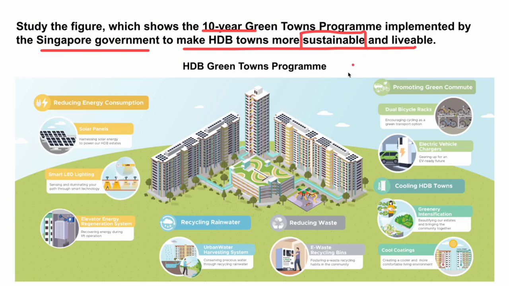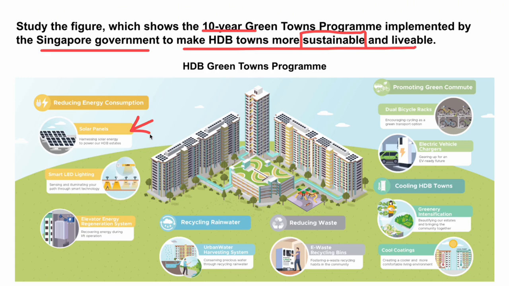What you realize is that the infographic only gives you the points to talk about, but they didn't elaborate on the explanation bit. So what I mean is this. For example, if you want to use solar panels as one of your points, you see the description here, harnessing solar energy to power our HDB estates. If you just quoted this exactly, you haven't answered the question yet, because the question wants you to make the link between why solar panels contribute to environmental sustainability.